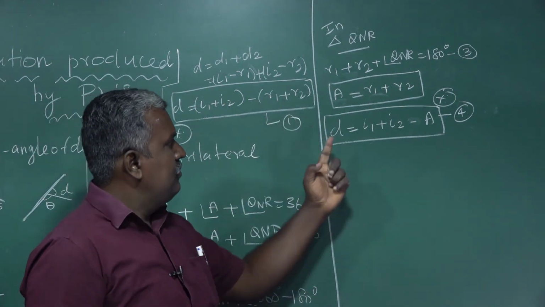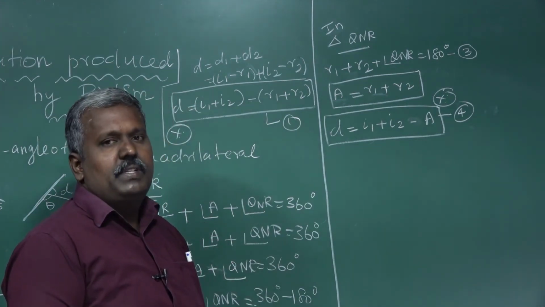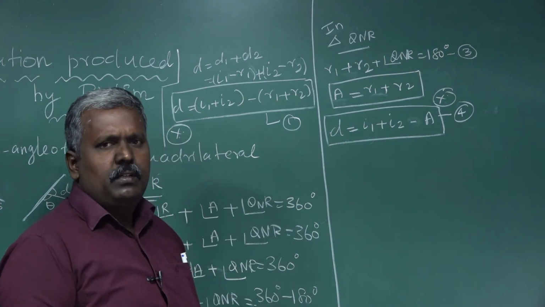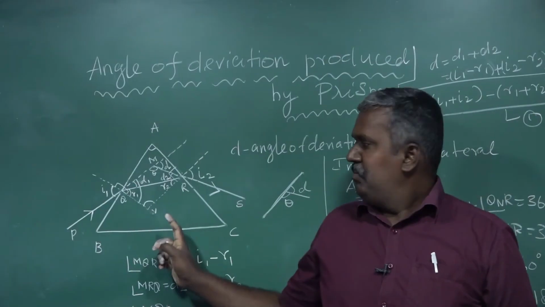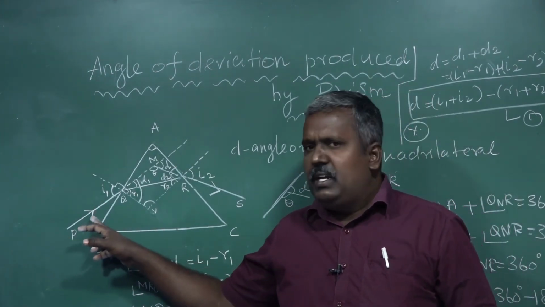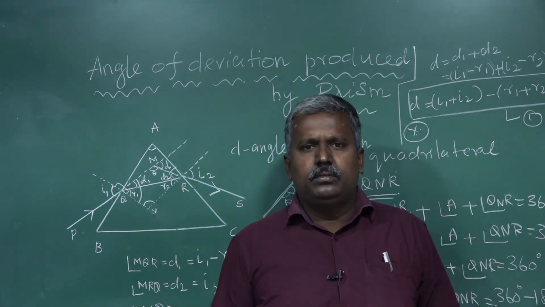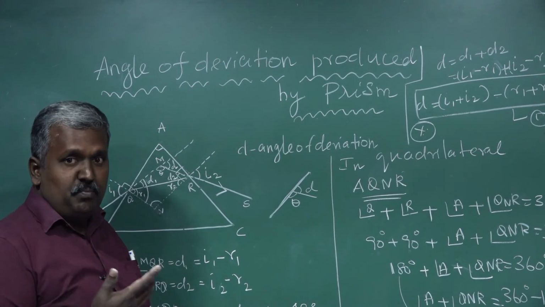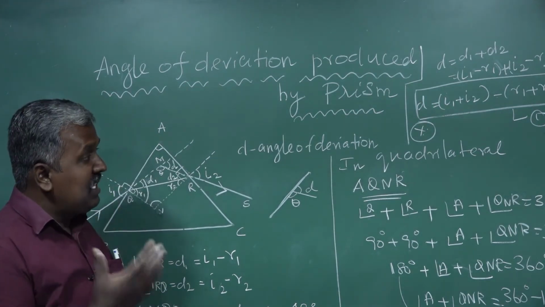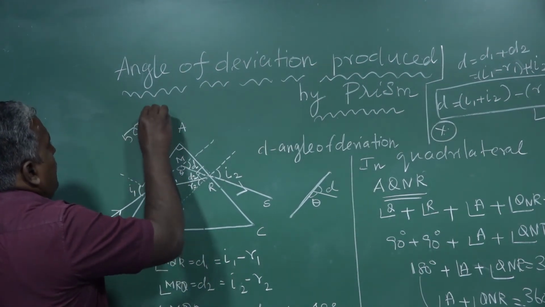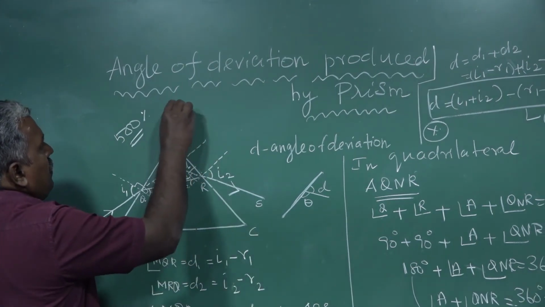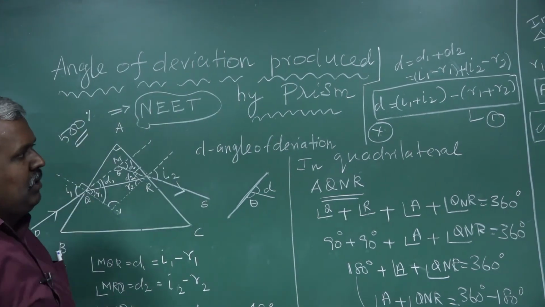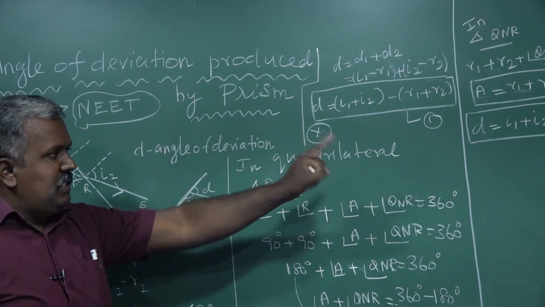So angle of deviation depends upon angle of incidence, angle of emergence, and the angle of the prism also. Then the material of the prism also. That is very important. And wavelength of the light used in this experiment also. That is very, very important. Clear? Already told you, very simplest question, no? Very, very simplest and 500% important for NEET. Keep in your mind, small d is equal to I1 plus I2 minus A.